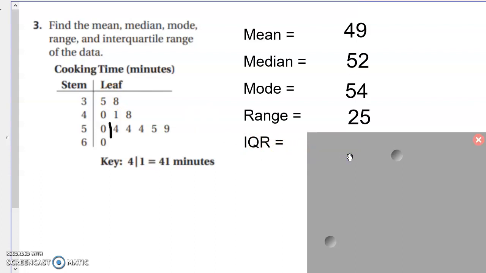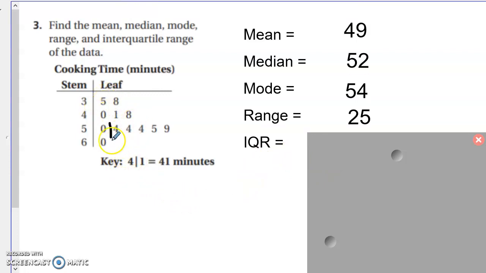Now IQR is tougher. In order to find the IQR, you have to find the first quartile and the third quartile, and then subtract the third quartile minus the first quartile. Again, not something that you're probably going to be able to figure out just by looking at the numbers, but you actually have to do a little bit of thinking and some work here.